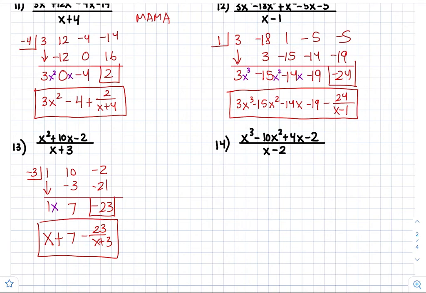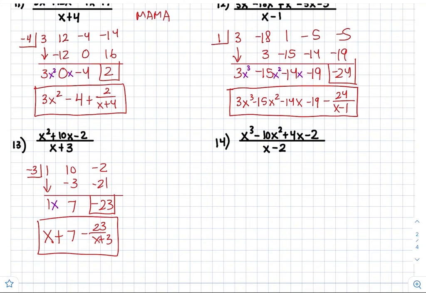14, last one for synthetic division. The opposite of this is 2. Coefficients of the numerator: 1, negative 10, 4, negative 2. Drop the first one. 1 times 2 is 2. Add, negative 8. Negative 8 times 2, negative 16. Add, negative 12. Negative 12 times 2, negative 24.